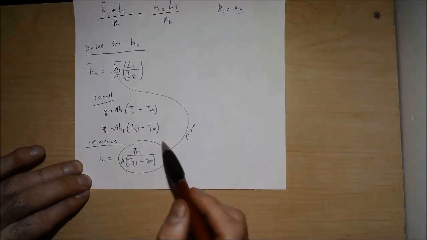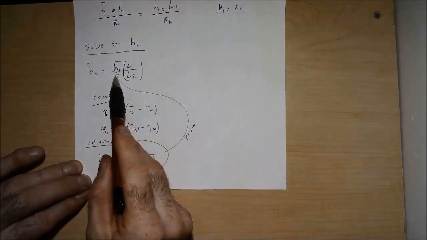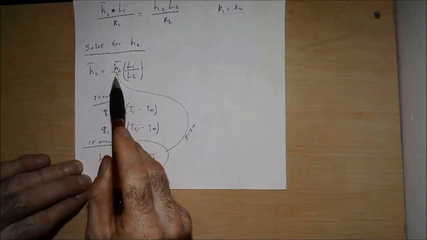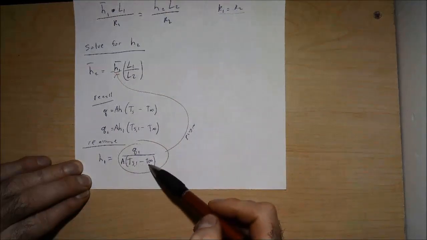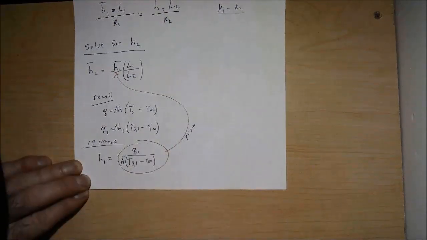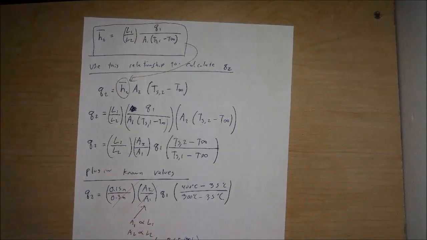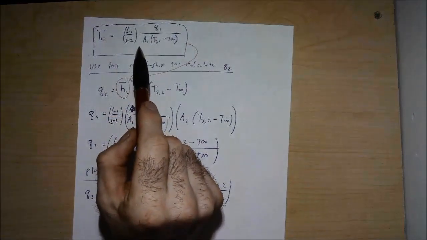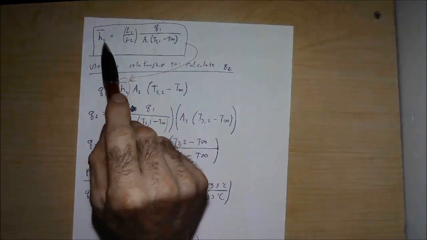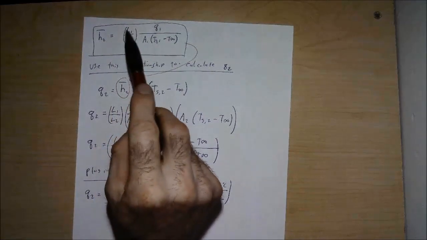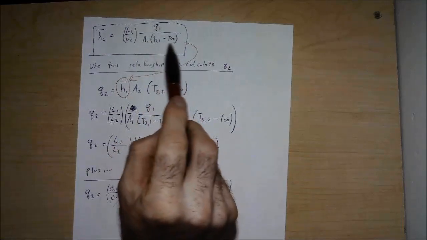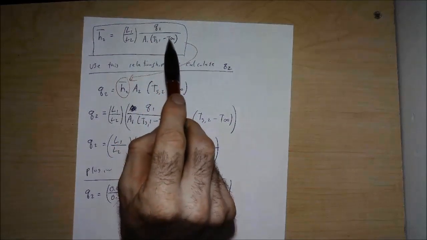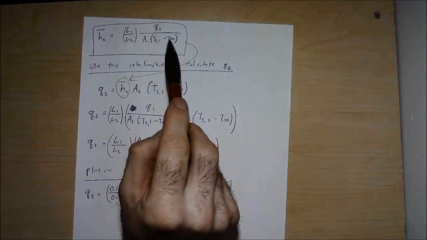Now with this relationship for H1, we can go back up to this equation here and plug in terms of H1. So now we'll have our Q1, A, TS1, and T infinity instead of our H1 there. Once we plug that relationship back up into the equation above, we end up with a relationship here in the box, that our average H2 is equal to the ratio of our lengths, L1 over L2, times our Q1 divided by A1 times the temperature difference of our surface temperature, TS1, minus our surrounding ambient air temperature, T infinity.